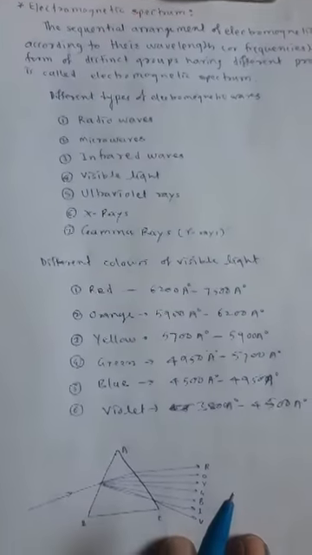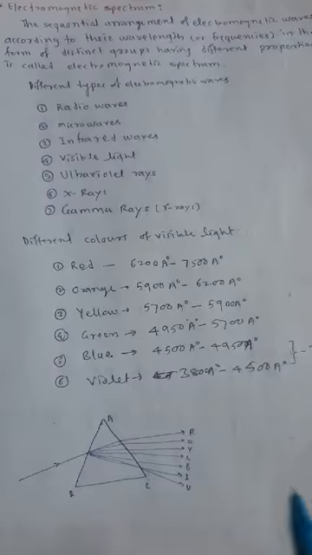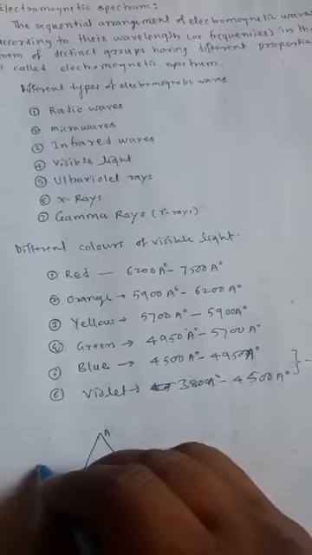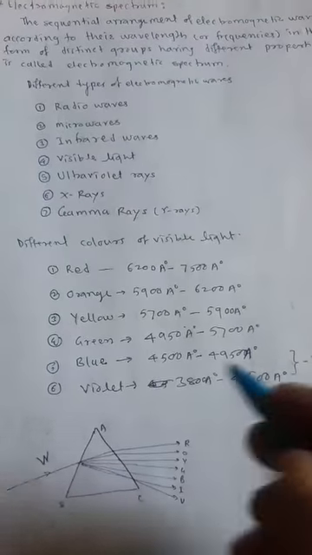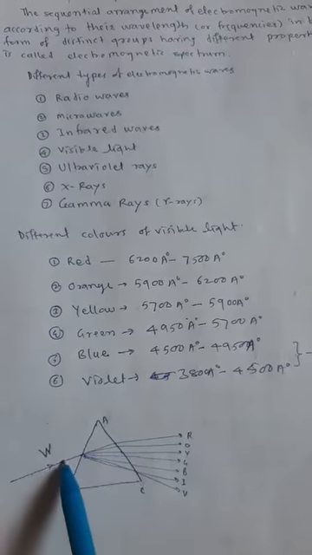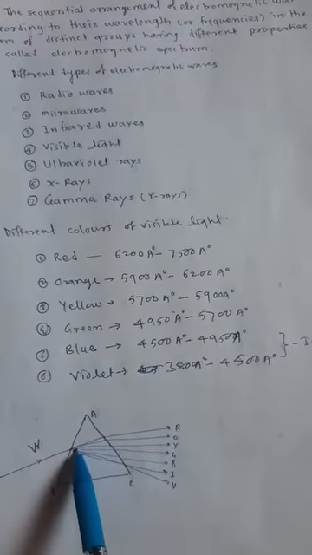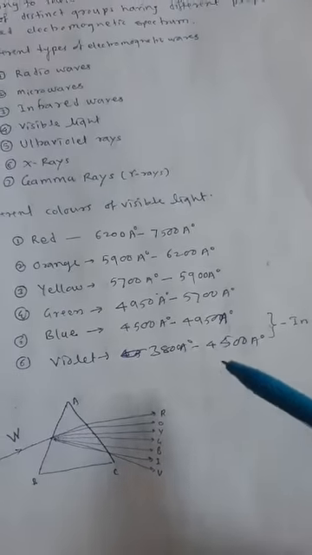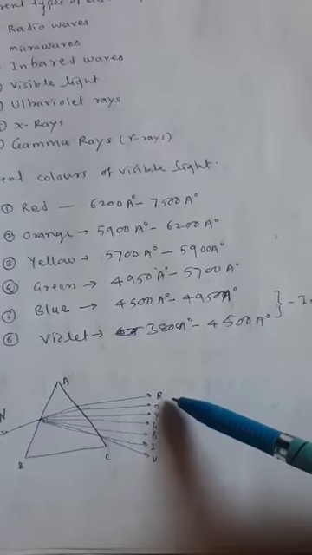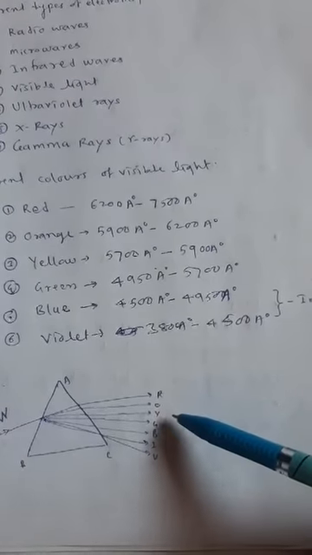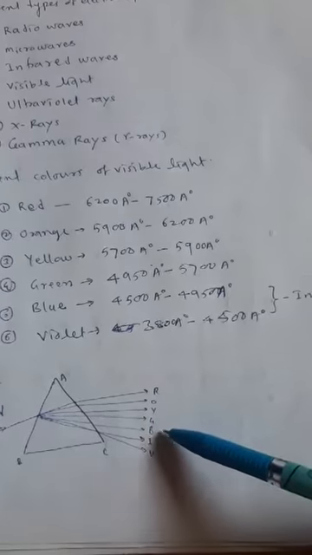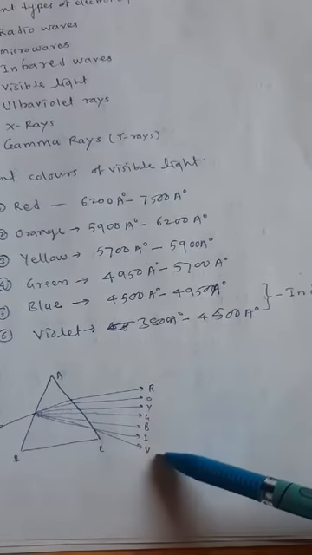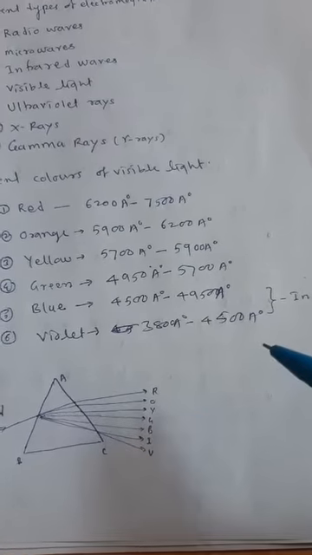We know that white light is a mixture of 7 different colors. When white light is incident on a prism, this white light splits into 7 different colors: red, orange, yellow, green, blue, indigo, and violet. These are the colors split from a single white light.